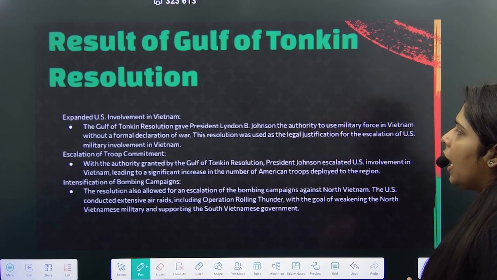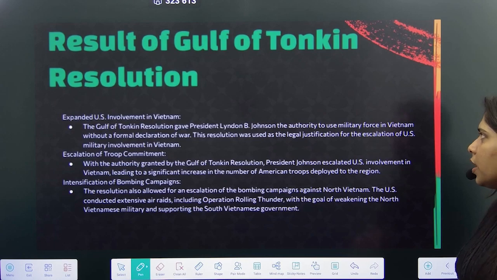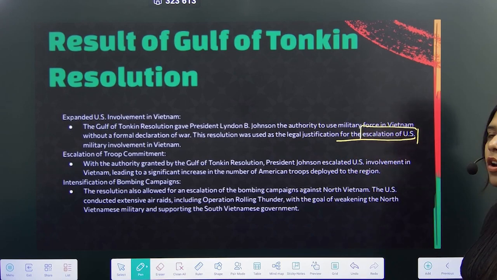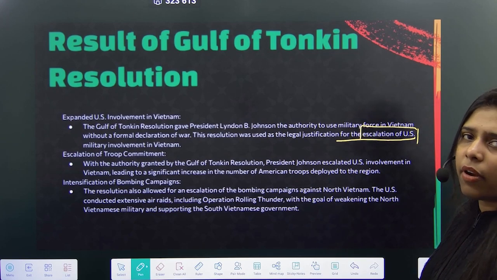So now, what was the impact of it? It gave, of course, Johnson the authority to use military force in Vietnam. This resolution was a legal justification for the escalation of US military involvement. So basically, they were trying to justify why they were interfering so much in Vietnam. With the authority granted by the resolution, President Johnson escalated the US involvement in Vietnam, and as a result a lot of American troops were deployed in Vietnam.